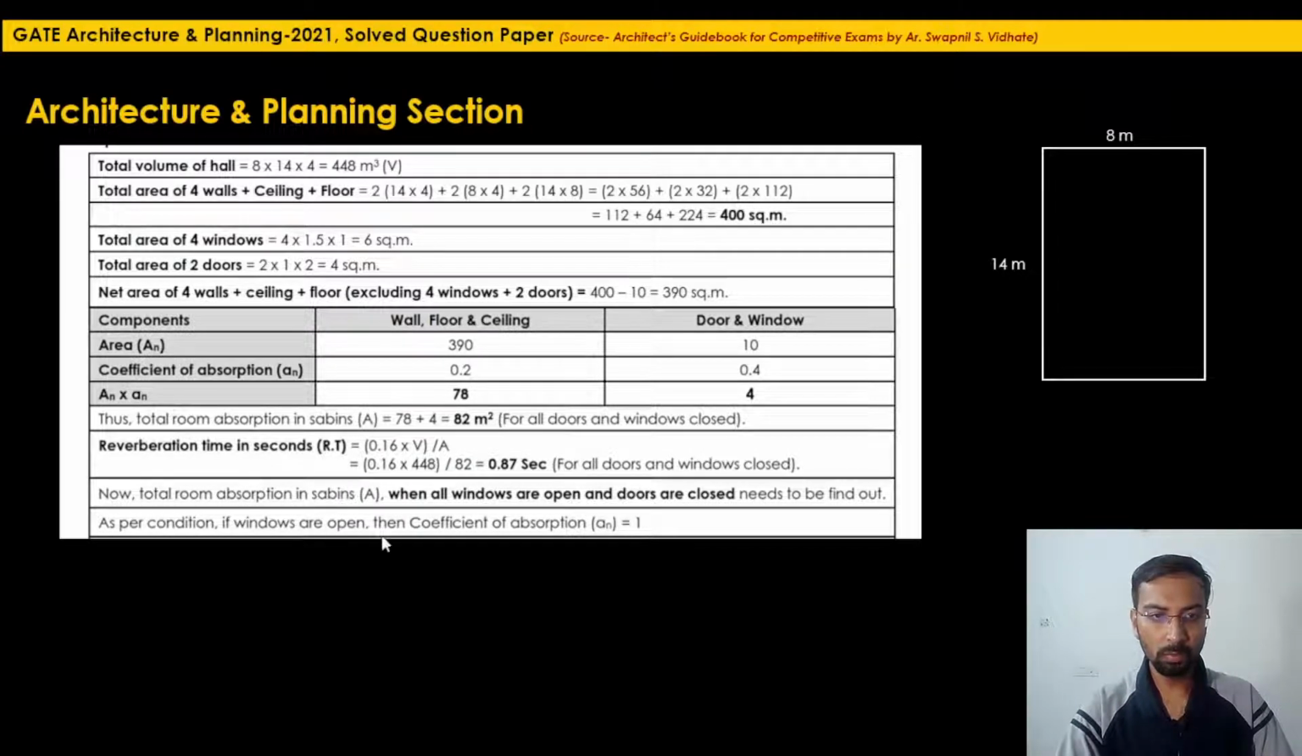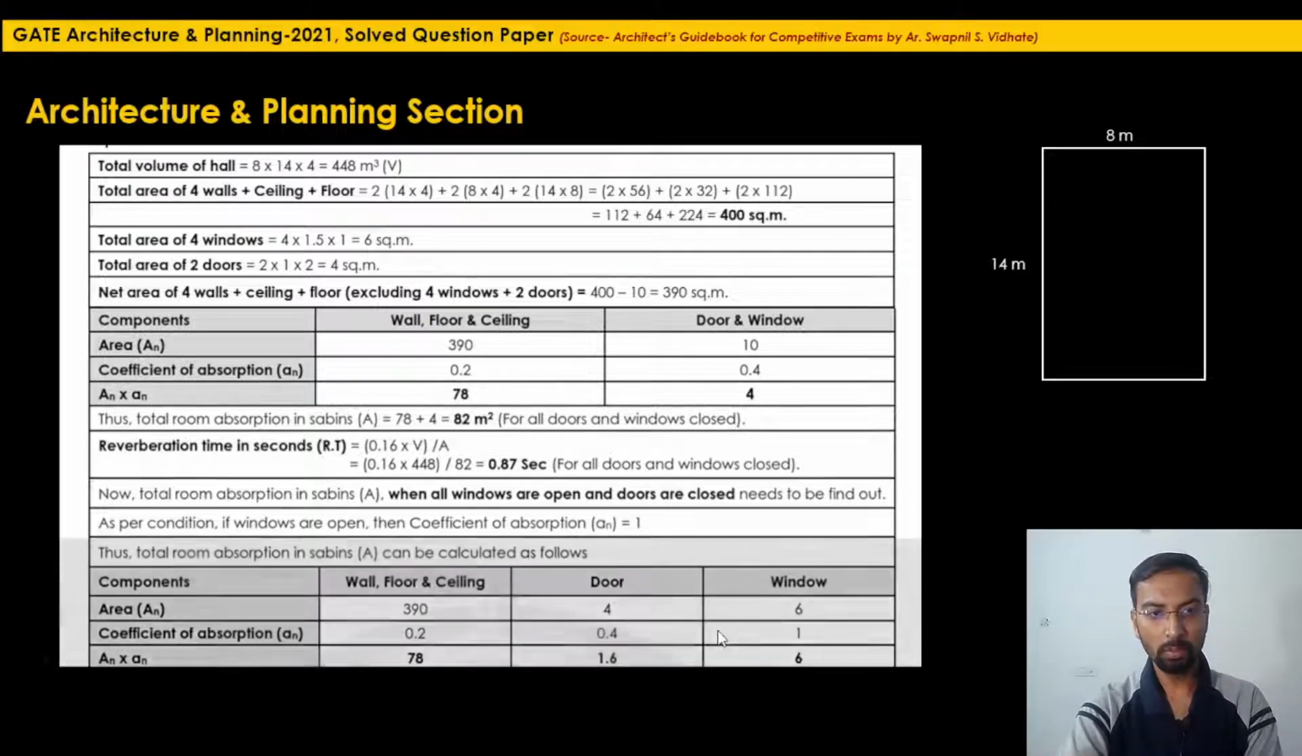So for doors and windows, we used the coefficient of absorption in the first condition as 0.4. Now we will bifurcate it. Now we will use 0.4 as the coefficient of absorption only for the doors. Now windows are open, so for windows when we find A into alpha, we won't use this value 0.4, because right now windows are open. So the new coefficient of absorption in the new condition will be 1 for windows. So again we will tabulate this information. Components: wall, floor and ceiling are the same, 390.